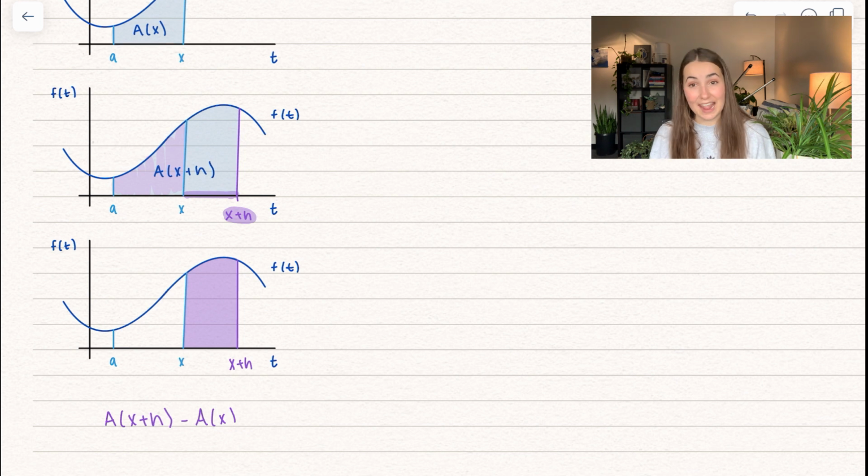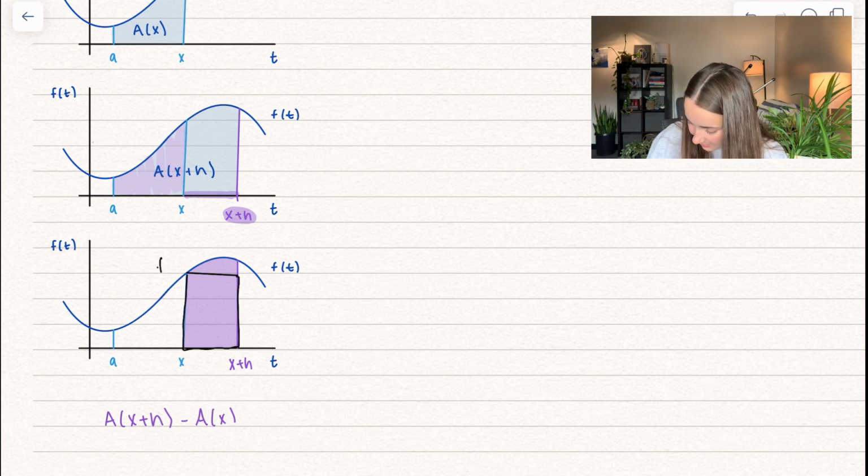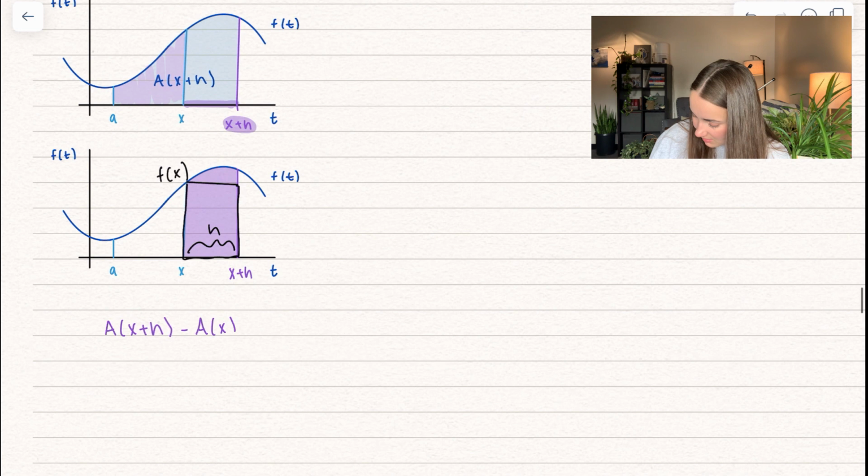So I can go ahead and estimate this area actually using a rectangle, right? So if I make this whole thing my rectangle, I have my height is going to be f of x, and now my length is going to be that little distance of h. So I can go ahead and estimate this is about equal to f of x times h. But I want to get f of x all by itself, so I'm going to divide over that h.